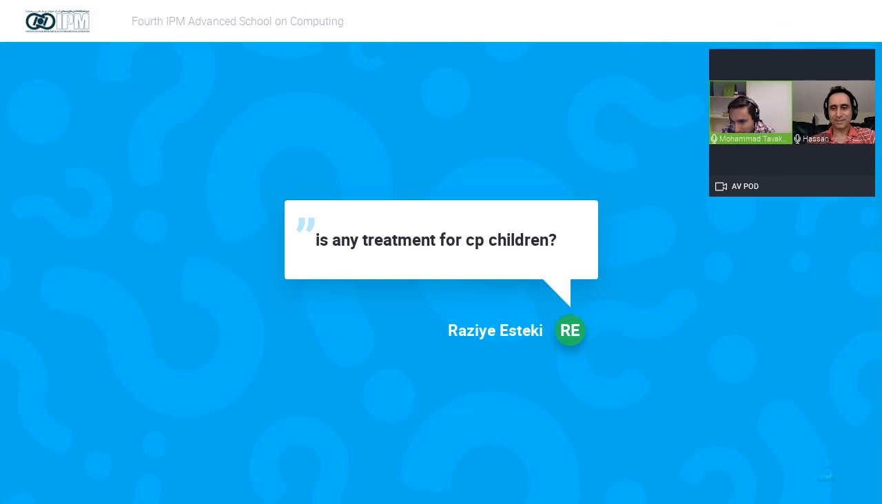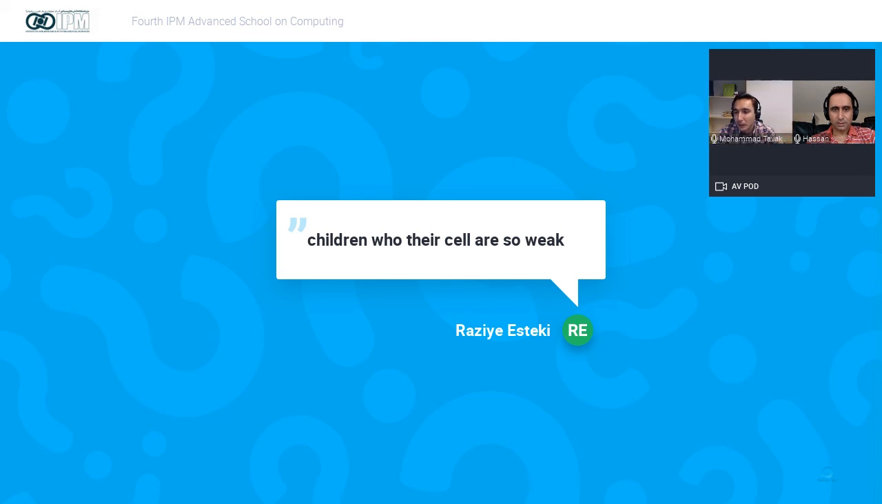Okay, for CP, they mean children whose cells are so weak. So is there a treatment for them? And they cannot speak. So what does CP refer to? Oh, children whose cells are so weak. I don't know. Honestly, I have no idea. Okay, if you can please give us more information in your question, we would be very grateful.